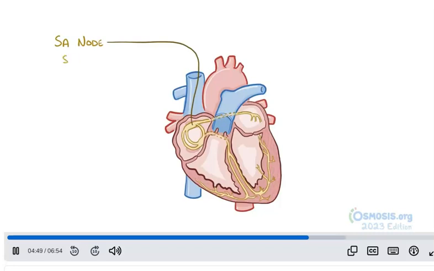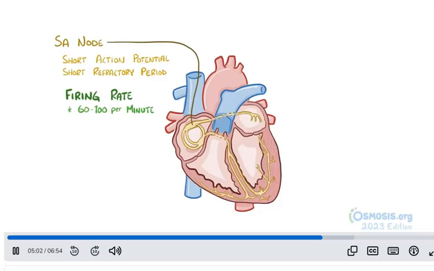Pacemaker cells in the SA node have short action potentials and short refractory periods, so right after depolarizing, they want to depolarize again. That's called the firing rate, and at rest, the SA node has a firing rate of 60 to 100 depolarizations per minute.